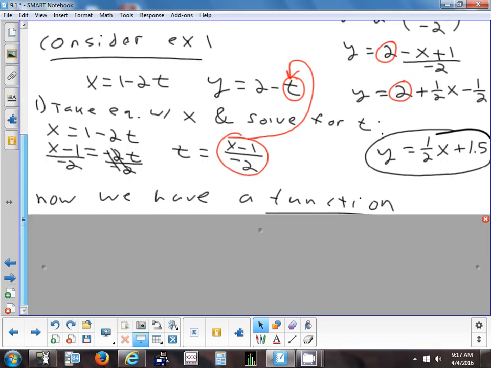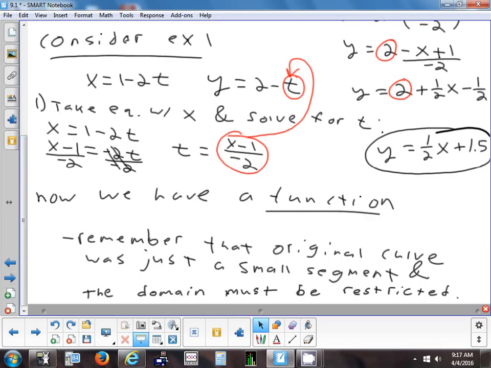The only thing we have to be careful of is remember that your original curve was only a segment. It was only a small portion of the picture. It's not the entire line. So if you sketch it as a function and you see the whole picture, you got to remember in parametric it's not the whole picture. It's just a small part.